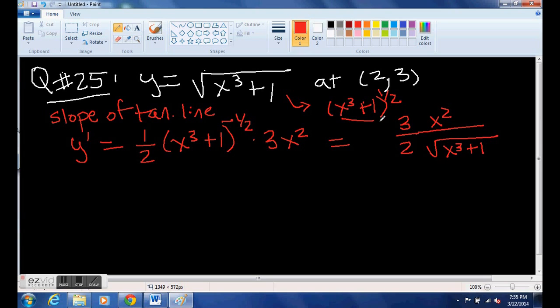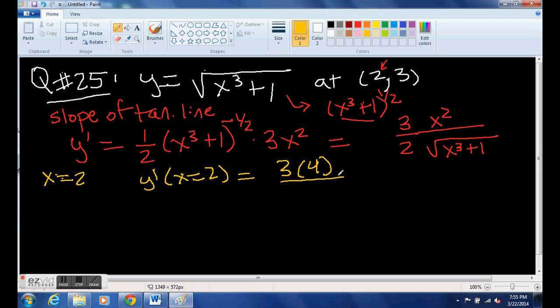Well, this is just the equation that gives us the slope of the tangent line at any point. But if we want to do it at the point (2, 3), we have to plug in x equals 2 into this equation. So when we do that, we get the derivative y evaluated at the point x equals 2. This is kind of a messy notation. I have 3 times 2 squared, right? That's 4. I'm just going to write the 4. 2 squared is 4. Divided by 2 times the square root of 2 cubed is 8 plus 1.